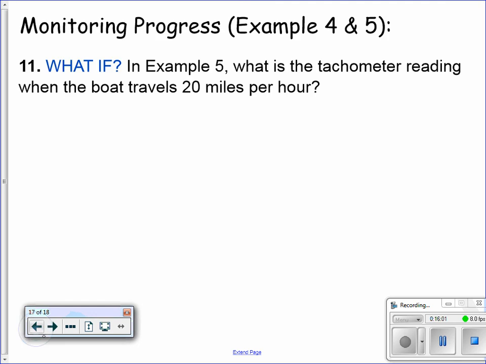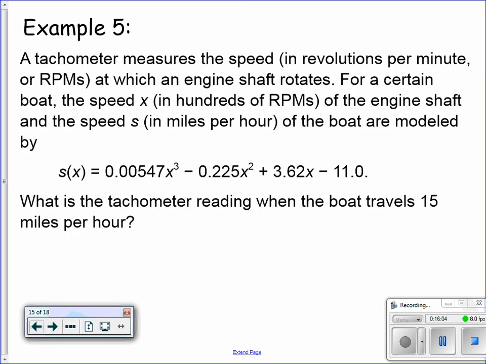Okay, and then we have example 5 here. Now it says, a tachometer measures the speed in revolutions per minute, or RPMs, at which an engine shaft rotates. For a certain boat, the speed x in hundreds of RPMs of the engine shaft and the speed s in miles per hour of the boat are modeled by the function. So notice that s is the miles per hour, x is the hundreds of RPMs. Okay, what is the tachometer reading when the boat travels at 15 miles per hour?